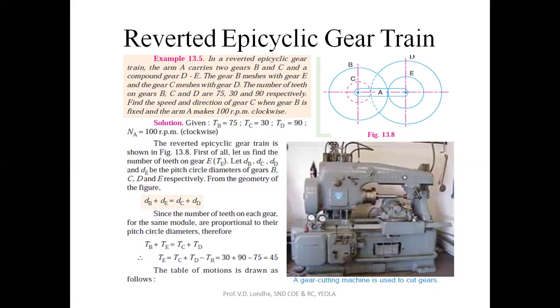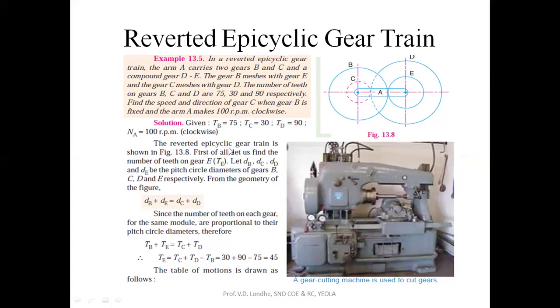Here you have to find the speed and direction of wheel C when the gear B is fixed. Here the gear B is fixed, and the arm A makes 100 RPM clockwise. So the number of teeth on B, C, and D are given, and the RPM of the arm is given as 100 RPM clockwise, that is plus.